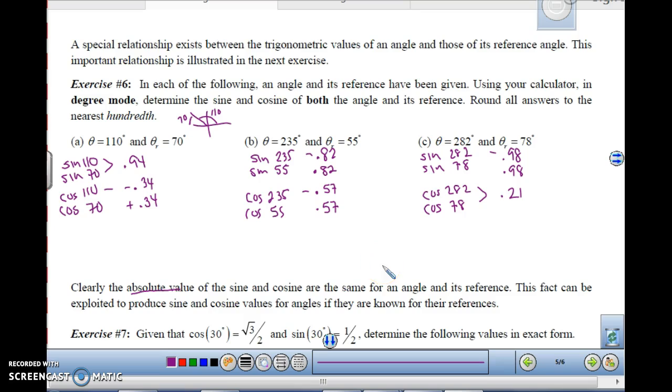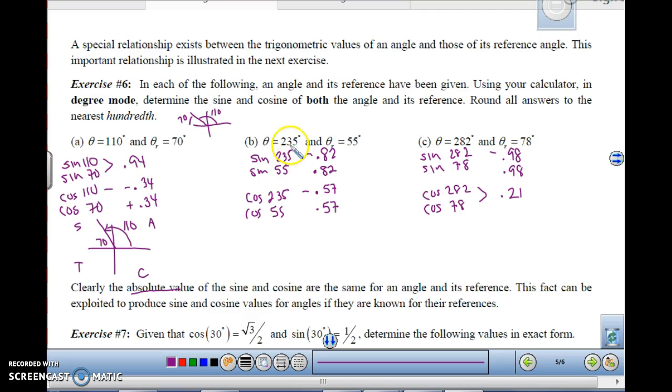All right, if you are at 110 here, you are in the second quadrant. So 110 would be here. The reference angle of 70 would be there. Okay, so remember your quadrants, A, S, T, C. What is positive in the second quadrant? Sine is positive. That means that cosine will be negative in the second quadrant. So if you're at 110, it's going to be negative 0.34.